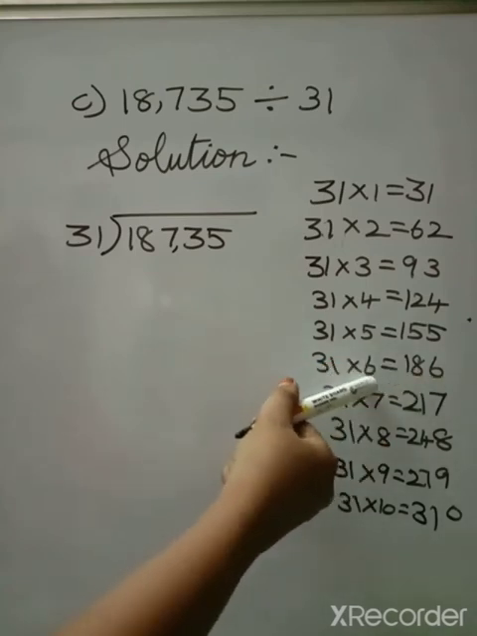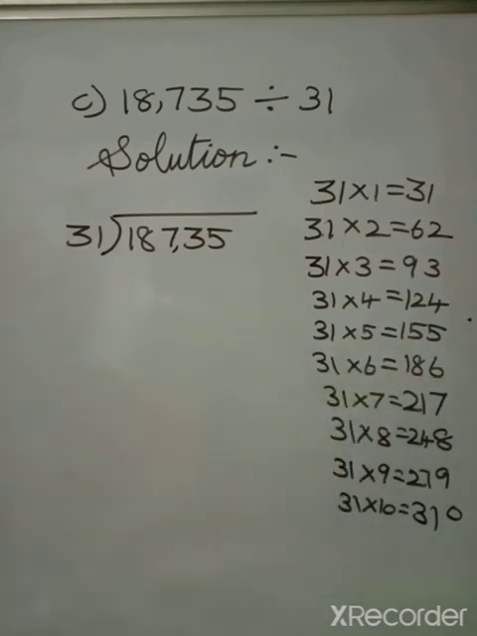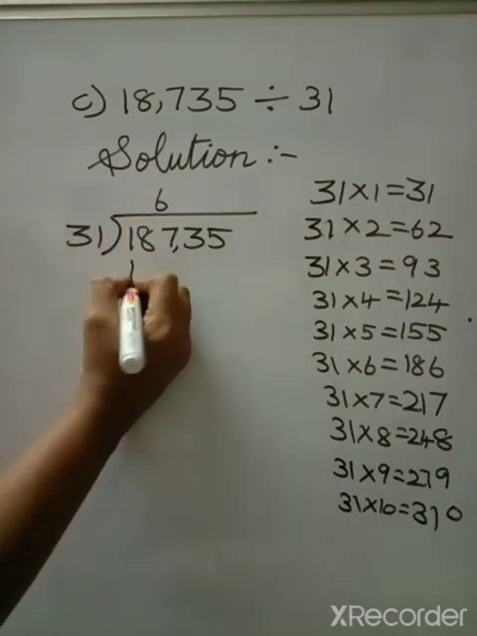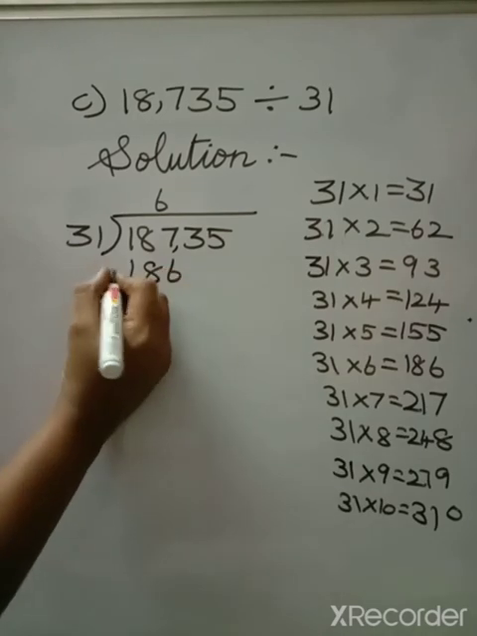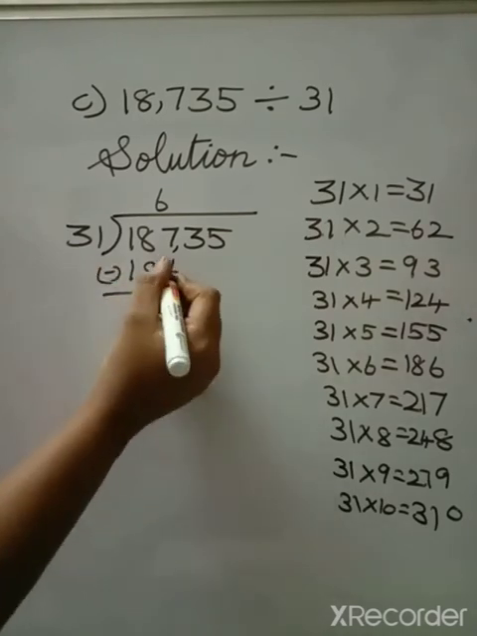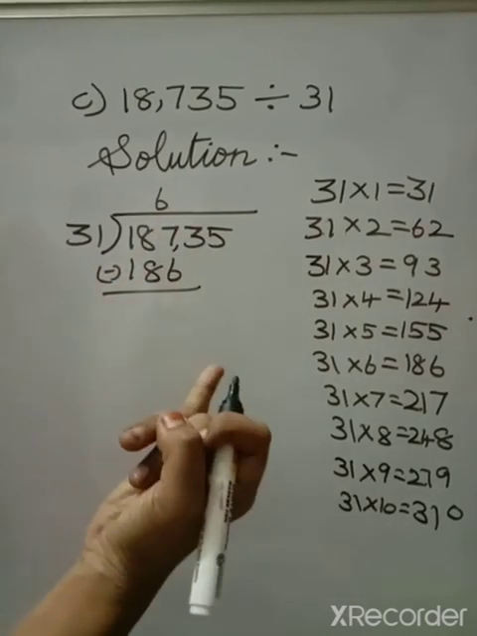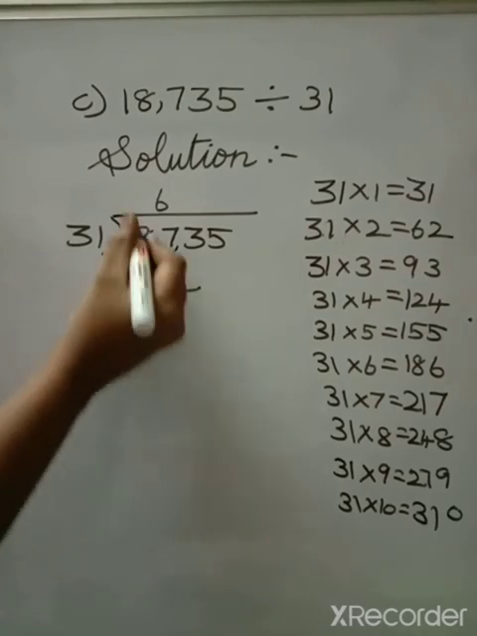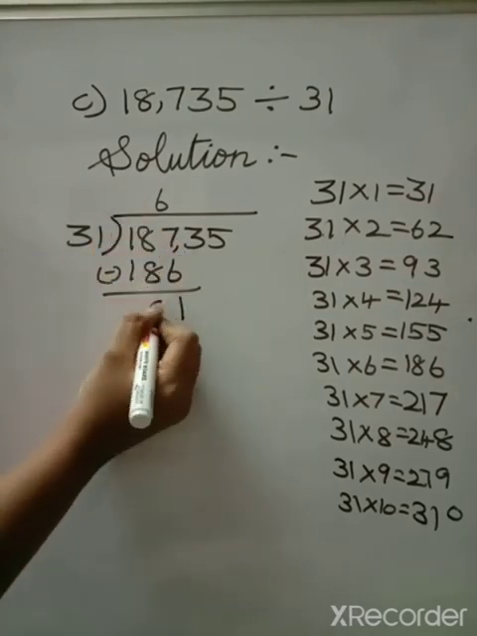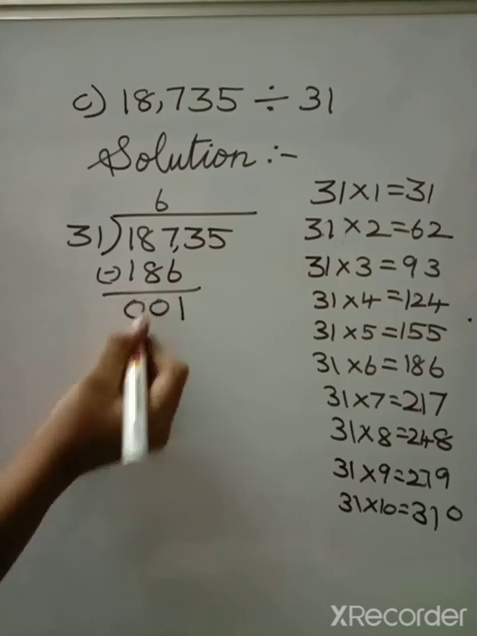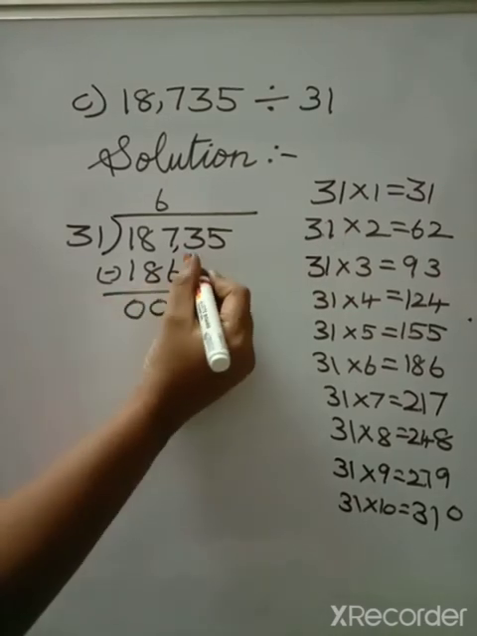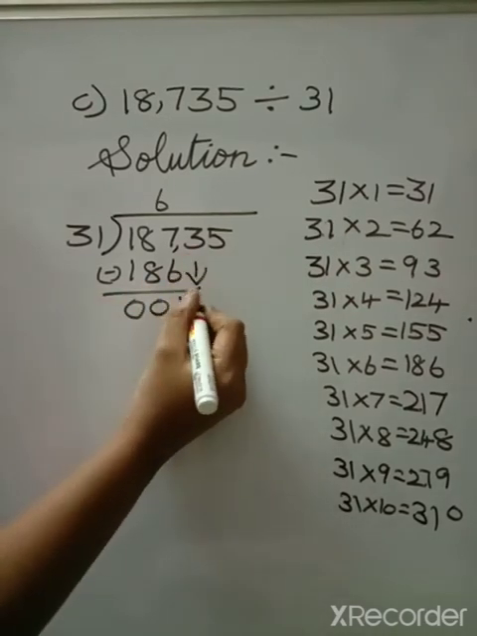In the 31 table, how many times does it come? It comes 6 times. So write it as 6, 186. Now we are going to subtract. 6 after 7, so 1. Here both the numbers are same, so it is 0. And here also same, it is 0. Now bring the next number 3.